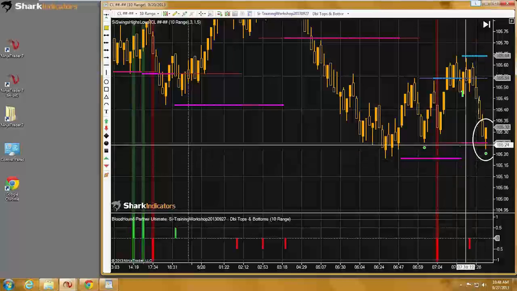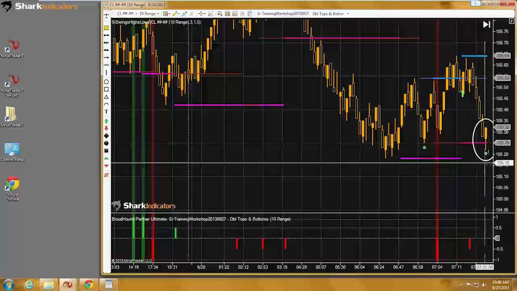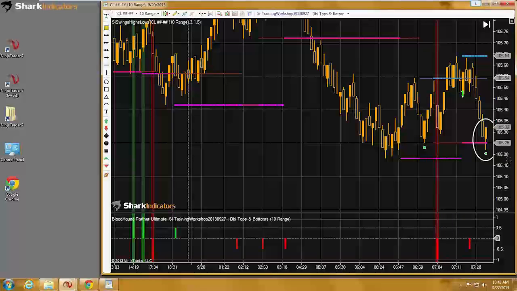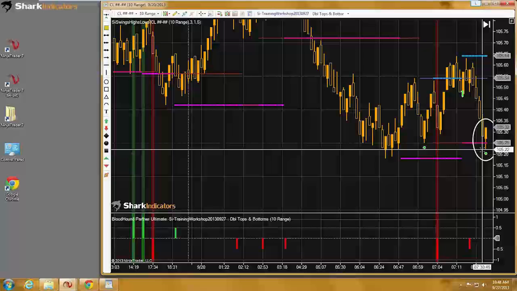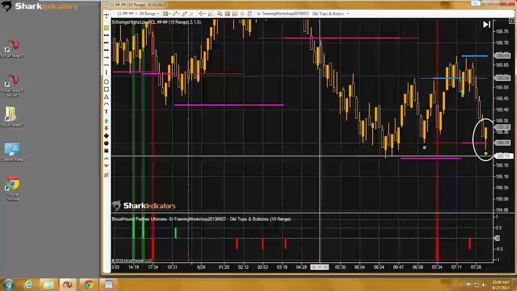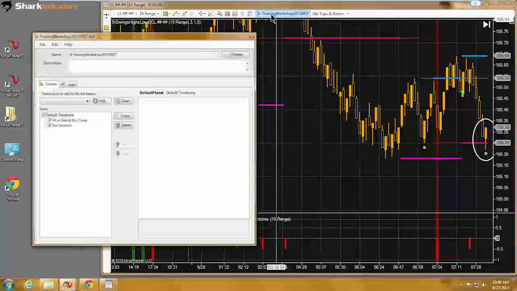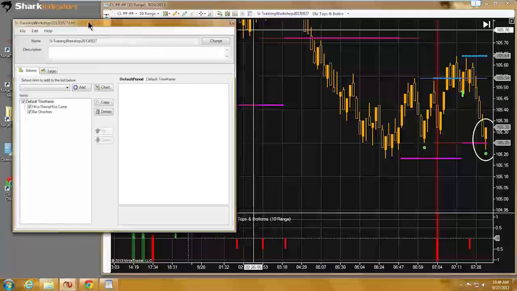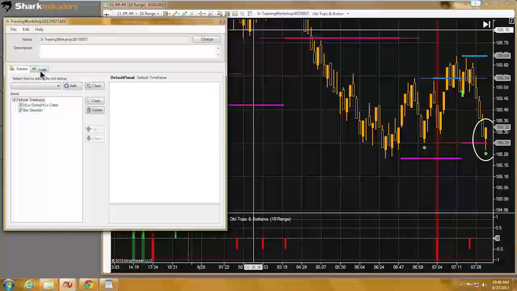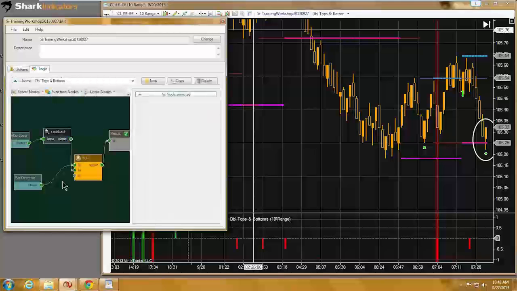All right, so our pivot point here is at $105.25, and our low looks like it's at 22 cents. So in order to get that to trigger, that's exactly 3 ticks of difference. So let's modify this a little bit.